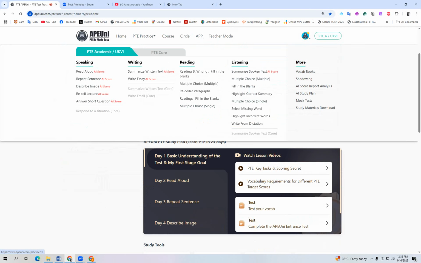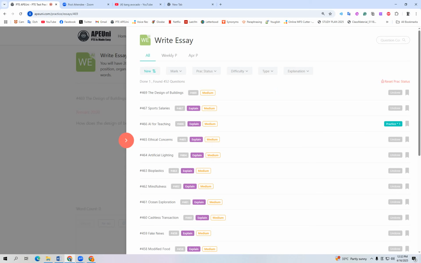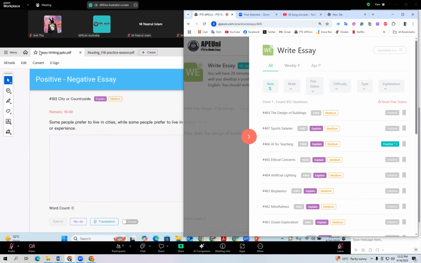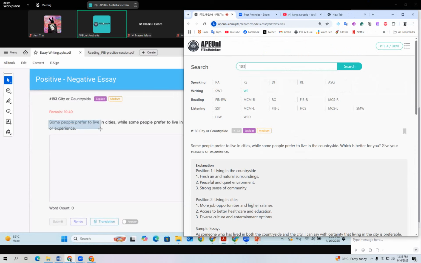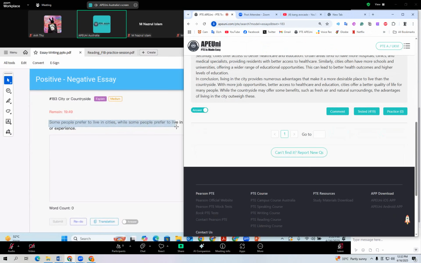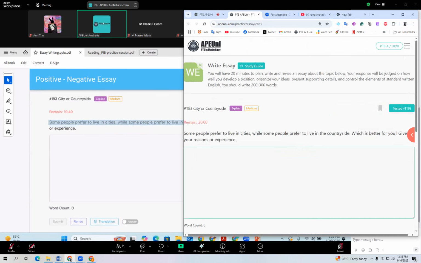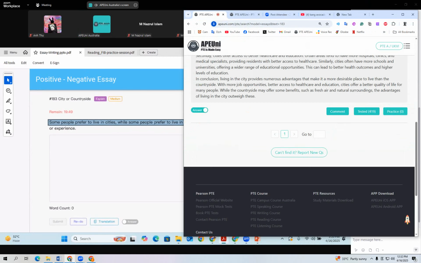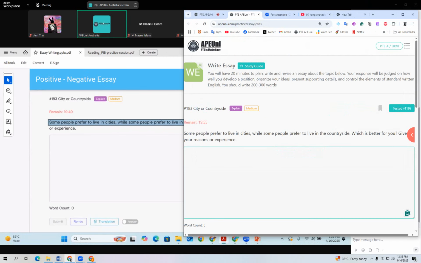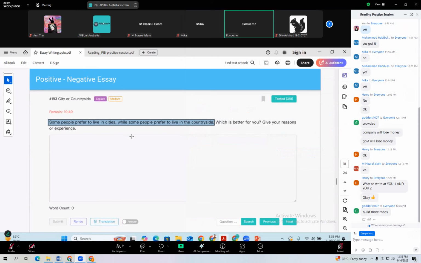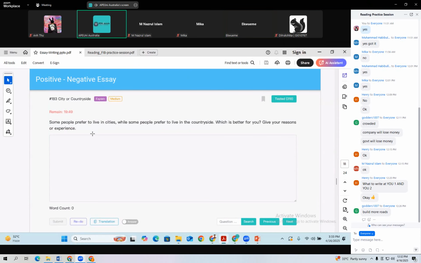So here are some examples. You'll get some idea. Here, you see it says some people prefer to live in cities while some people prefer to live in the countryside. Which is better for you? Give your reasons. So here you see there are two parts, right? Some people prefer to live in cities and some people prefer to live in the countryside.